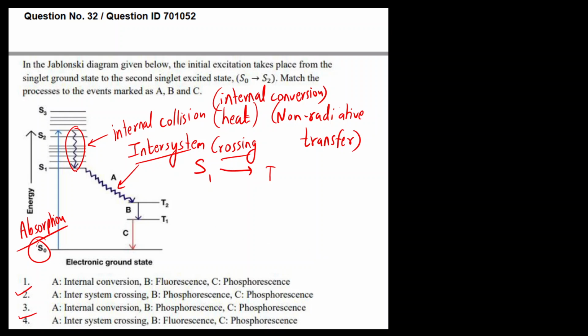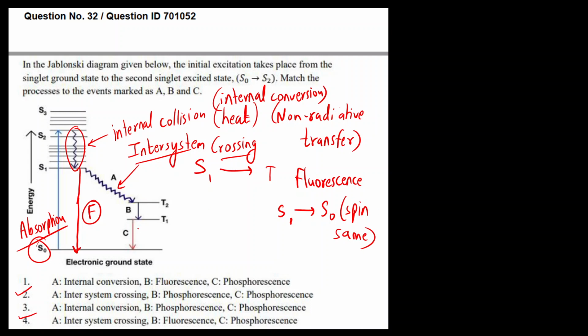Now generally we know that when the transition takes place from S1, that is the excited singlet, to the ground state, that is S1 to S0, it is fluorescence. Here the spin is the same. The condition for fluorescence is that the spin should remain the same. So this is fluorescence.